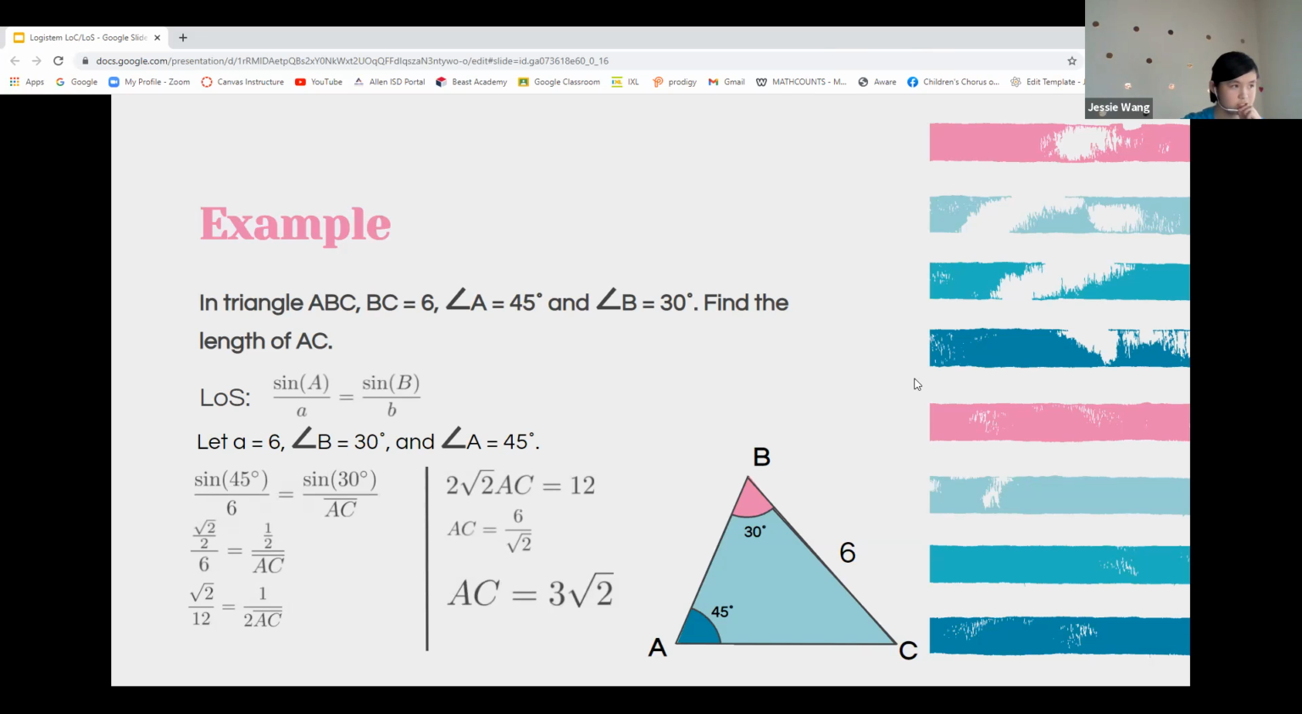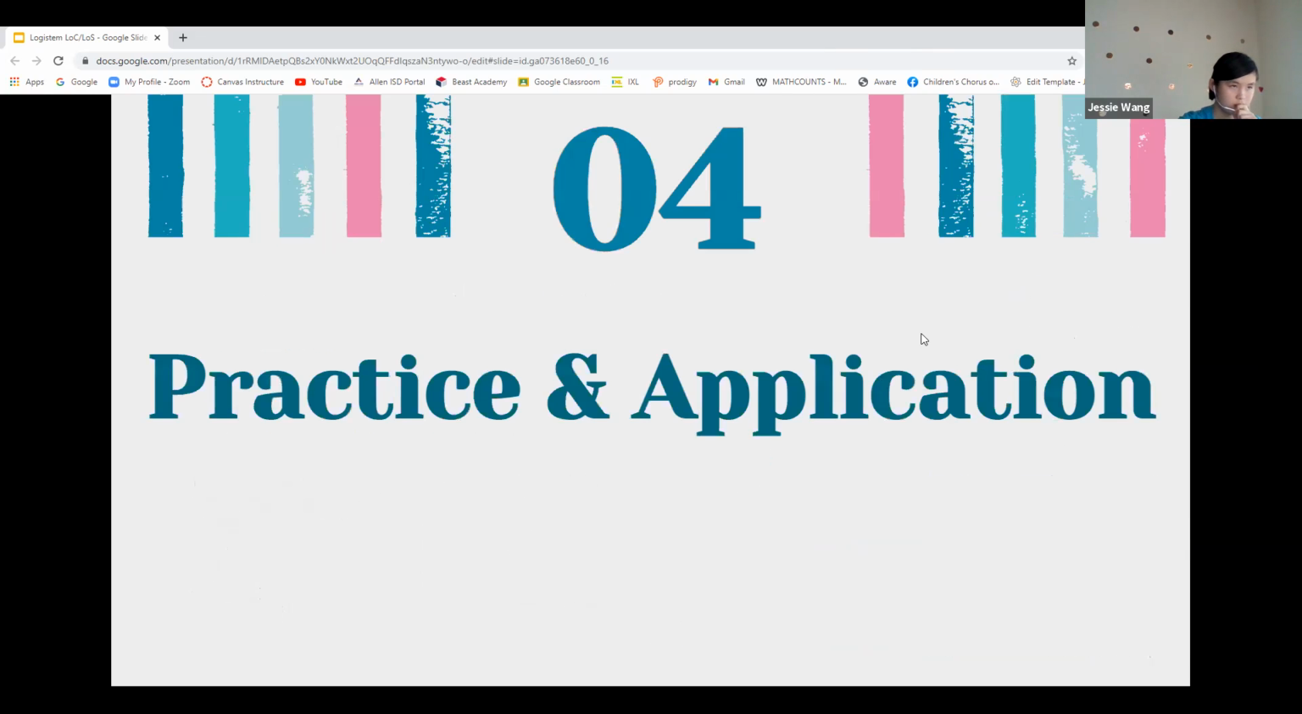Okay, let's try to practice this more. So number 4, we have practice and application. These are mainly problems that aren't so straightforward. The ones that I had in the examples were really just I give you values and you plug them in. These are ones you'll probably see more in competition math where it's not as straightforward, but you can still use the law of cosines and the law of sines to get the final answer.